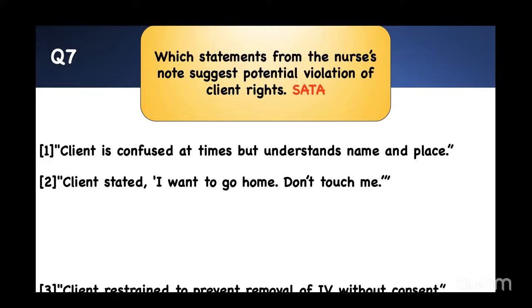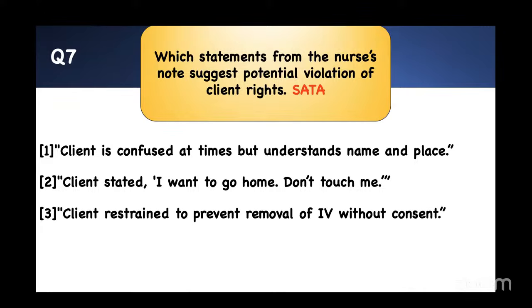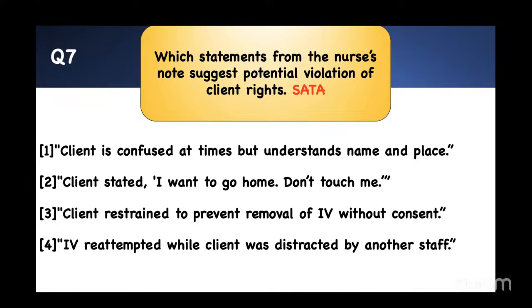That's what the nurse is doing. Client restrained to prevent removal of IV without consent. The nurse did that. The nurse restrained the patient so that he doesn't remove the IV. There was no consent. Do you think this is a violation of the client's rights? IV reattempted while client was distracted. We distracted the client with another staff. Do you think this is a violation of the client's rights?